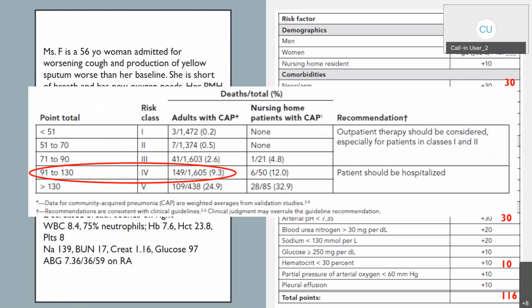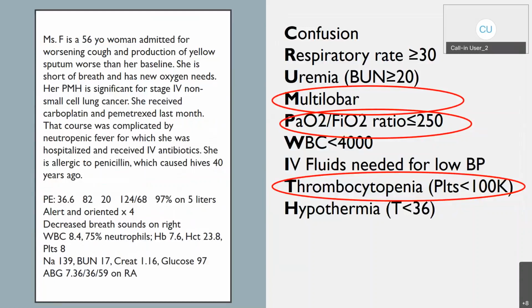And I think even if her PSI was 86, I would probably put her in the hospital because of her comorbidities and risk for neutropenia. So here's her severity criteria, and we saw multilobar, so she gets a point for that. Her PaO2 to FiO2 ratio, when you calculate it, is less than 250. And remember, if they're on oxygen, 0.21 plus 4% for each liter after that, so 5 liters would be roughly 0.41. And then she has low platelets, less than 100.